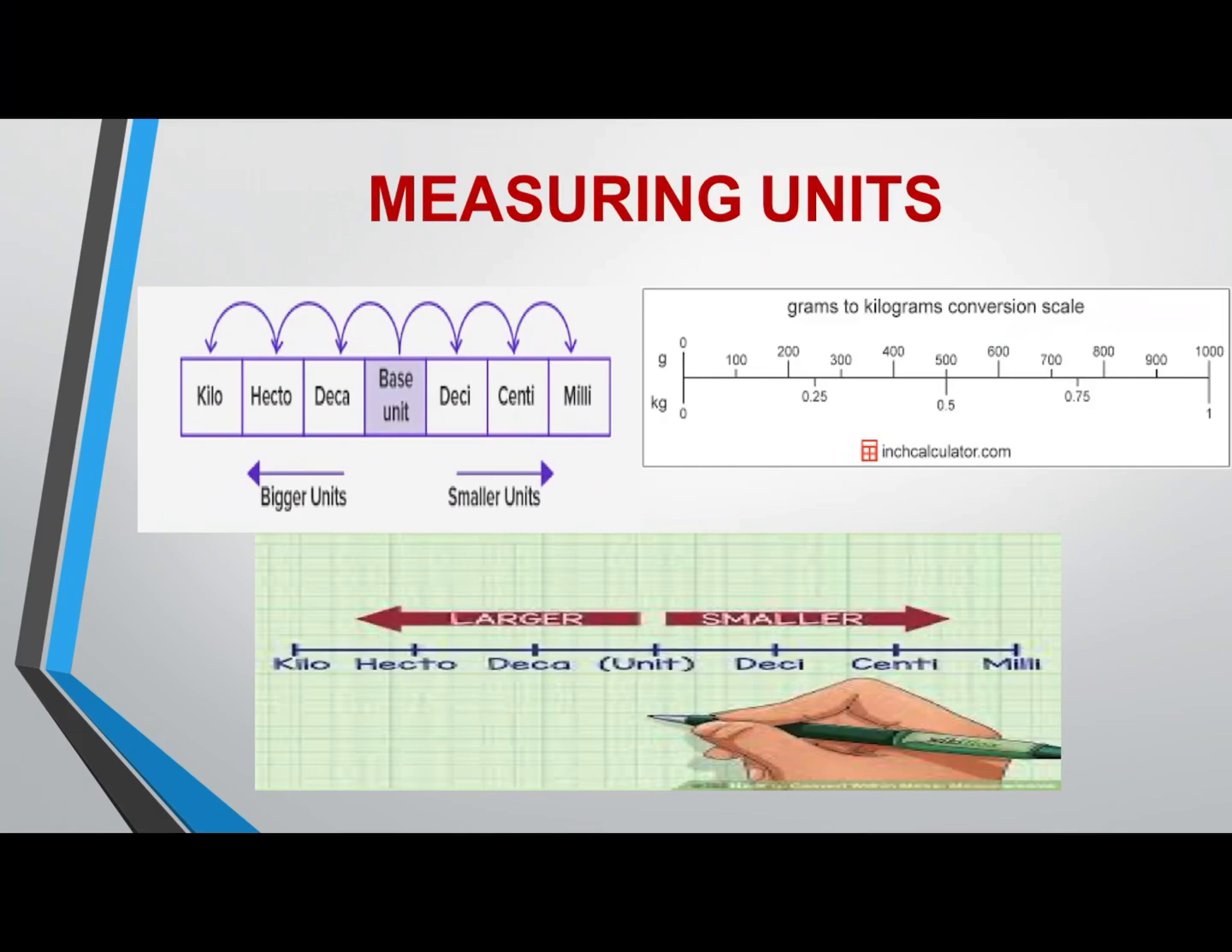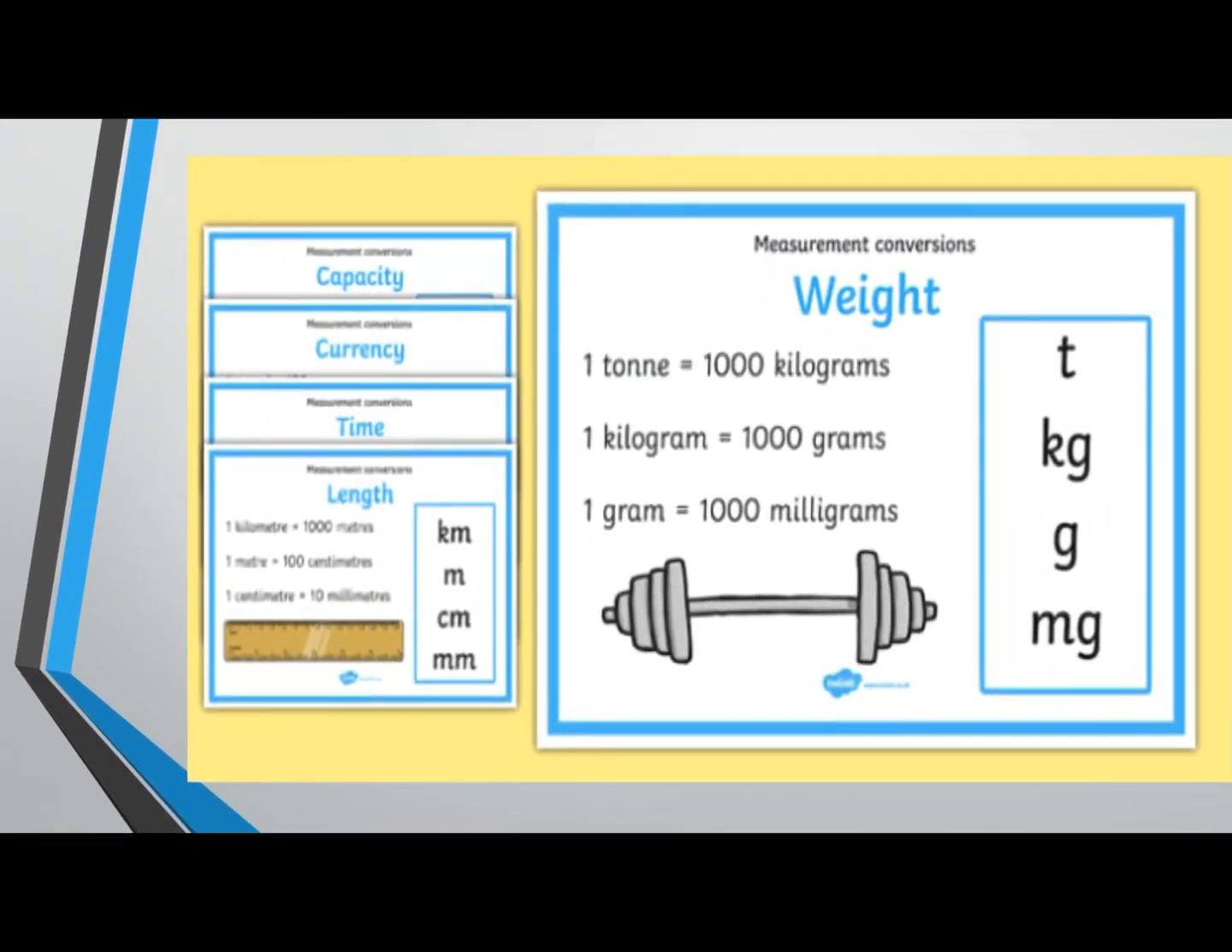So here you see children, 250 gram is about 0.25 kg. 500 gram is equal to 0.5 kg. 750 gram is equal to 0.75 kg. 1000 gram is equal to 1 kg. That means 1 kg is equal to 1000 gram.